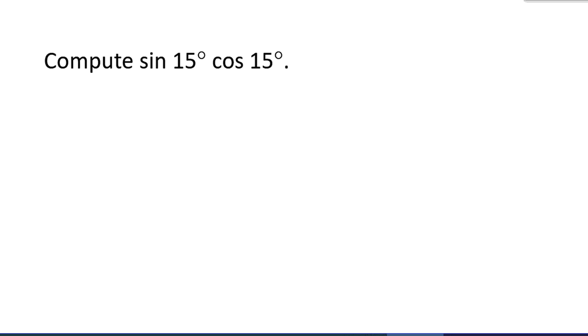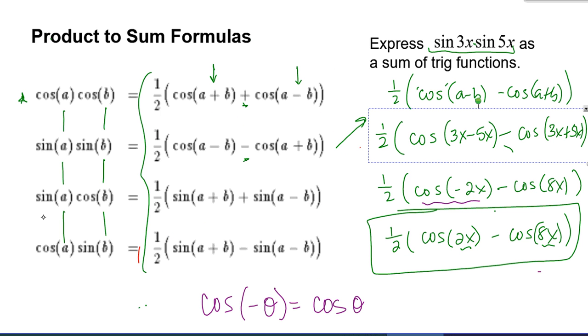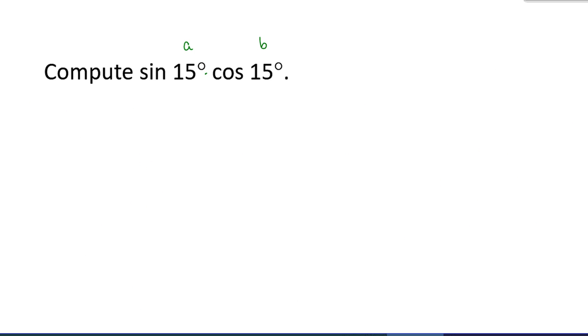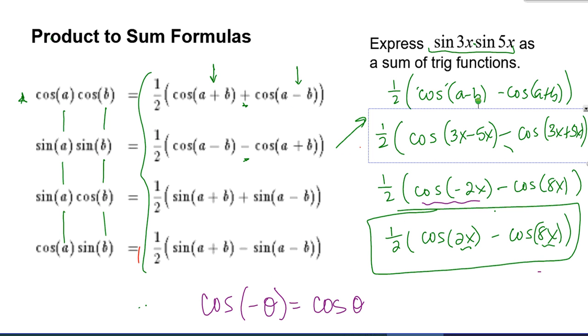Now, we've got actual values in there, and this is kind of where it comes in handy. So we've got sine of 15 times cosine of 15. We still have an A and a B. They just happen to be the same value. So sine cosine, the formula is 1/2 sine of A plus B plus sine of A minus B. Was it plus or minus here? I think it was plus, but I'm going to go back and double check.